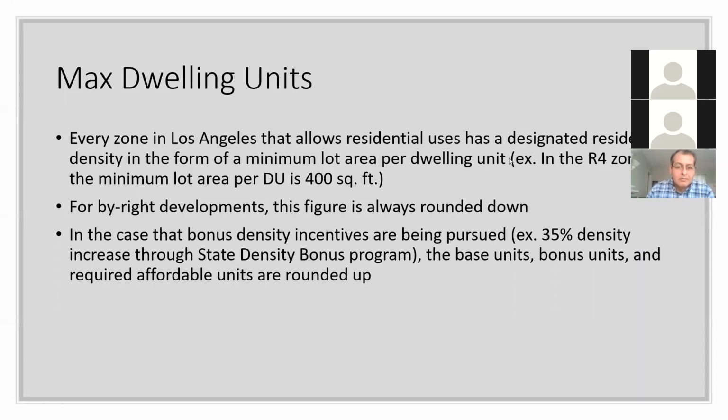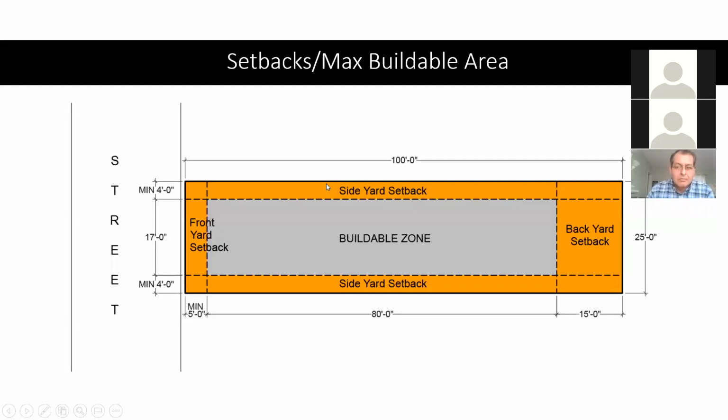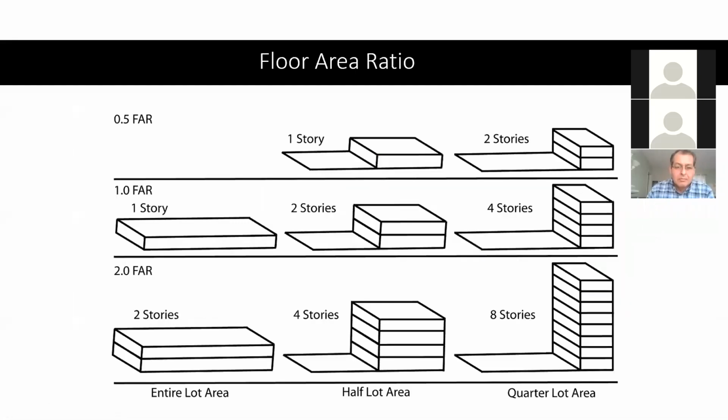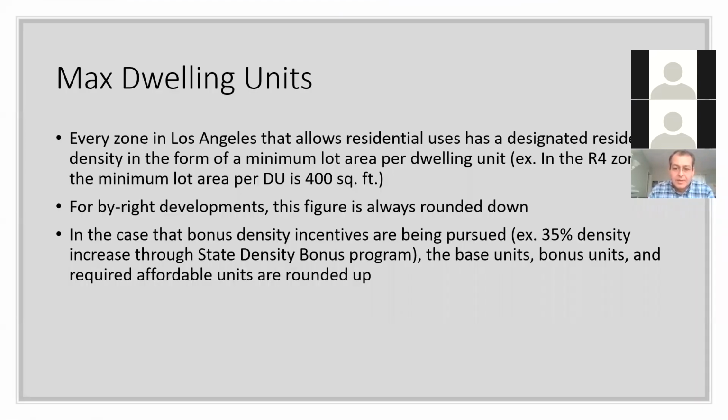Yeah, let me unmute. Does anyone have any questions on what we covered so far in terms of the dwelling units, the setbacks and buildable area or FAR? All good so far? Yep. Okay. I'm gonna mute you all again.